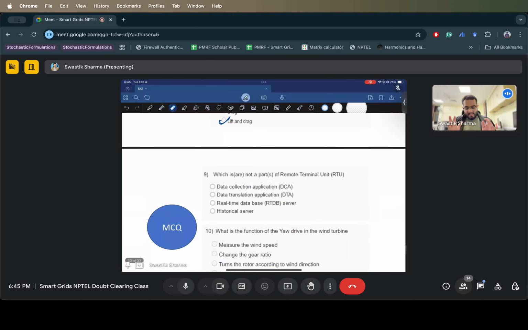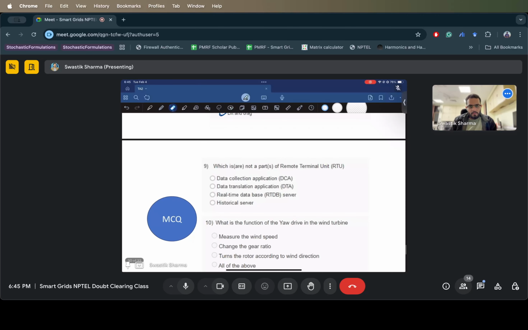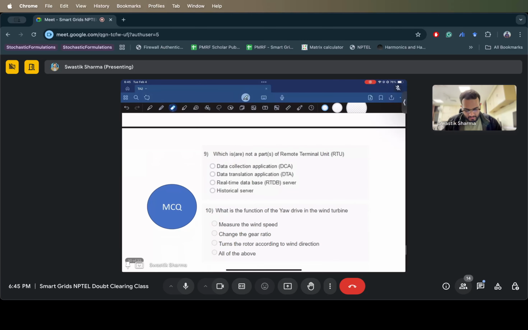Now, which is or are not a part or parts of a remote terminal unit? D, historical server. Yes, a historical server is not a part of your remote terminal unit. Its job is not to have a database or a server where it can store historical data. It just needs to store real time data and push it.